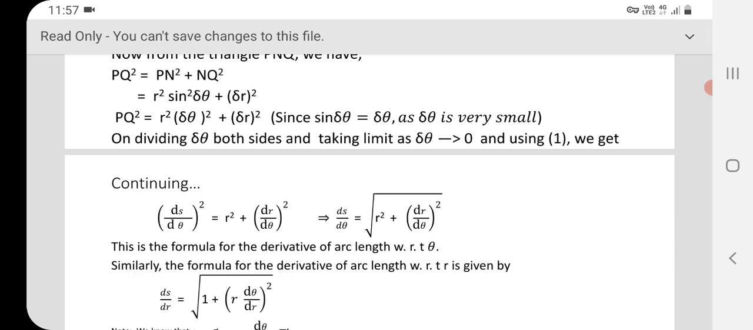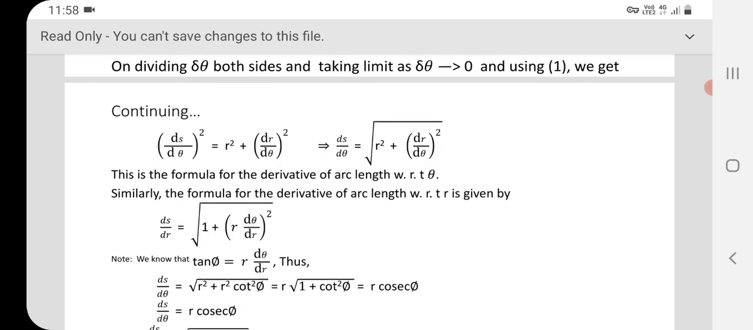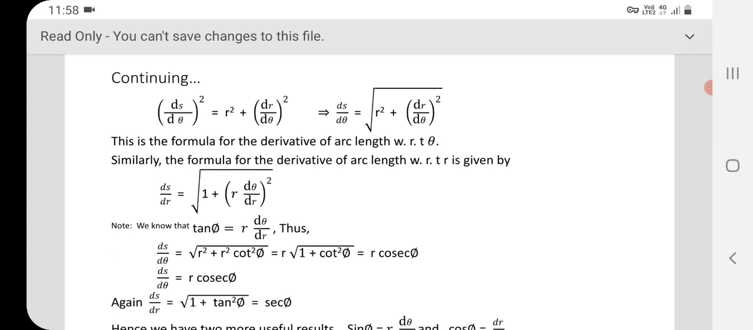On taking the square root on both sides, it follows that ds by d theta equals root of r square plus (dr by d theta) whole square. This is the formula for the derivative of an arc length with respect to theta. Similarly, the formula for the derivative of an arc length with respect to r is given by ds by dr equals root of 1 plus (r into d theta by dr) whole square. Note, we know that tan phi equals r into d theta by dr.